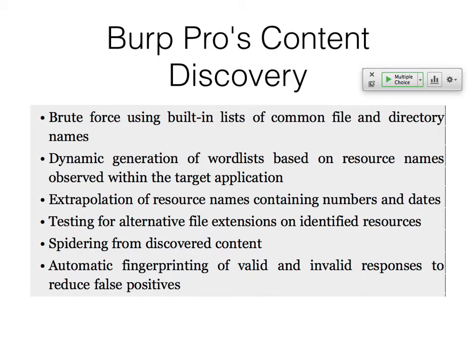So Burp can brute force using common lists, like I say, if you get the pay version. It can do dynamic generation of word lists, where it takes the words that exist and tries modifying them. And it can extrapolate things with numbers and dates, try all their file extensions, all the usual things you might want to do. And then try to do automated fingerprinting to try to detect invalid responses and guess what's valid, although none of them seem to be too good at doing that.